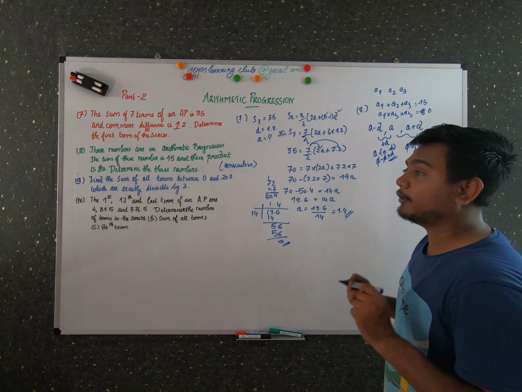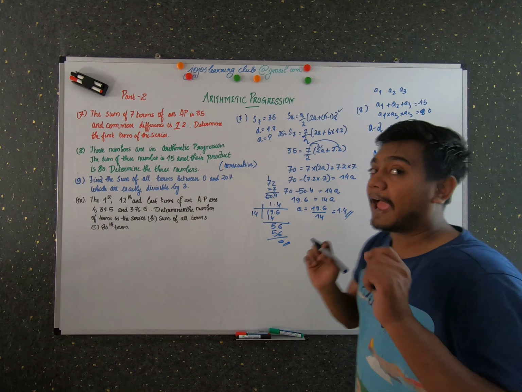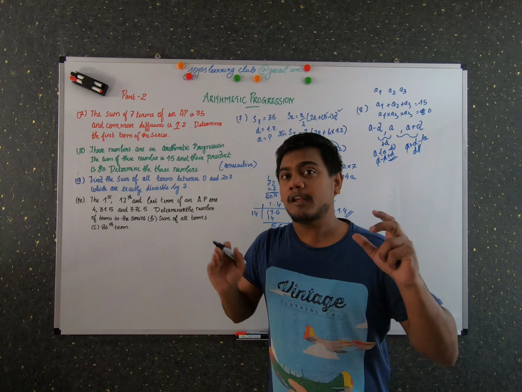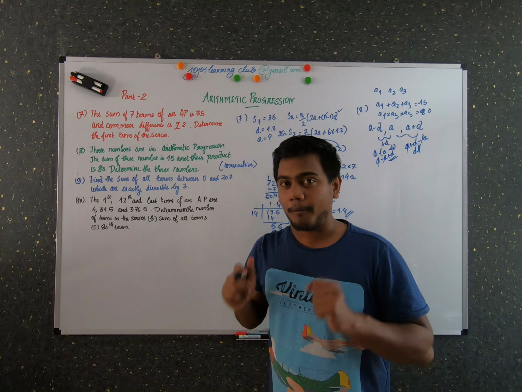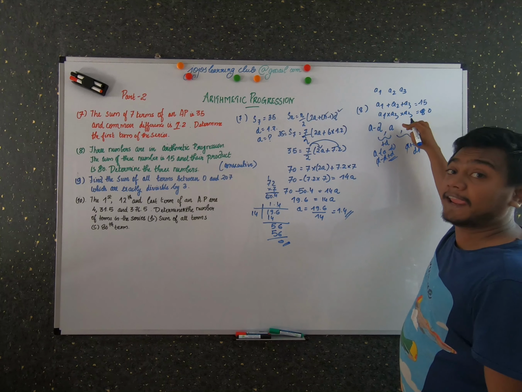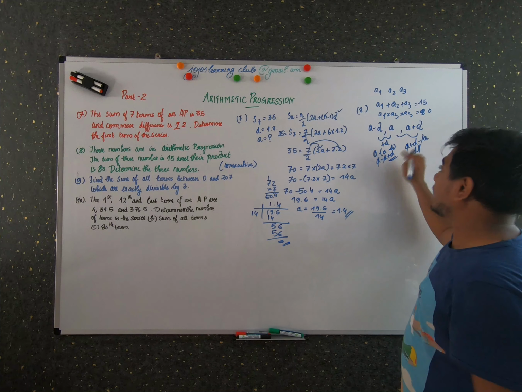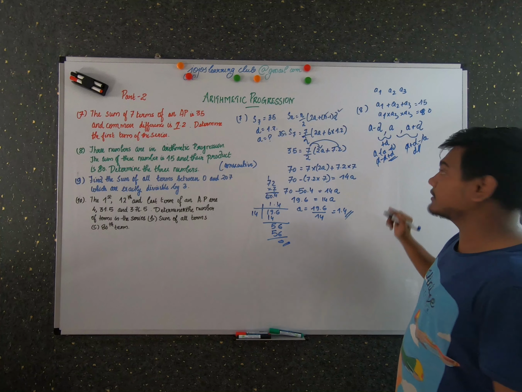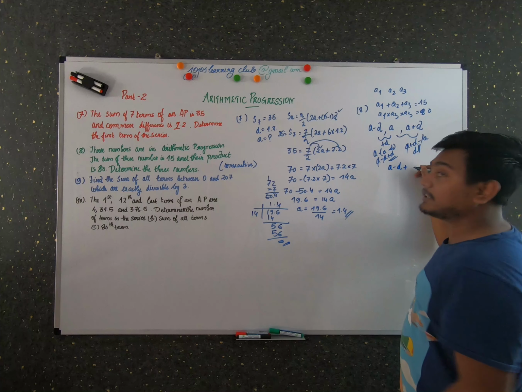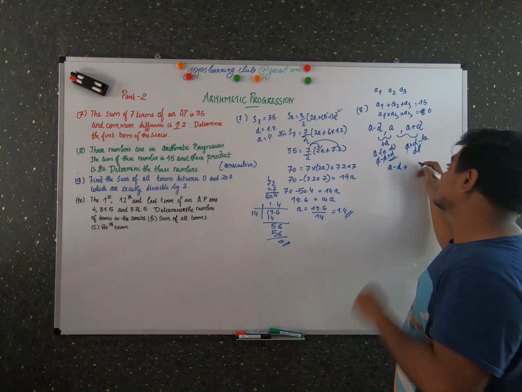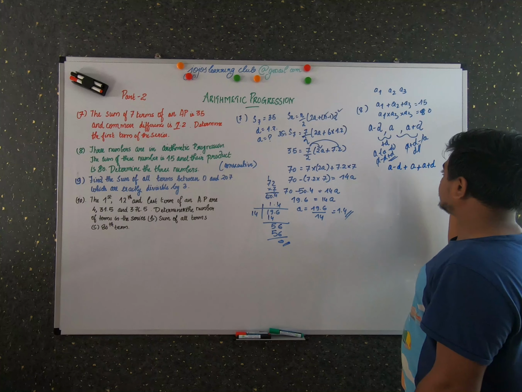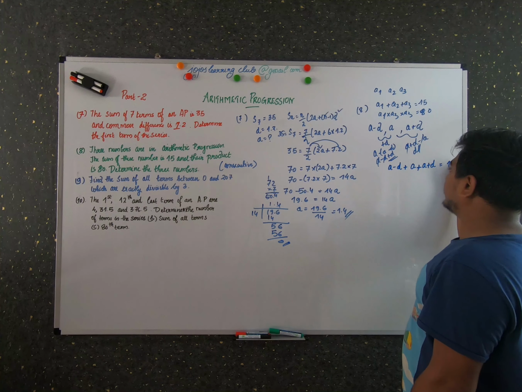So that's why I said you have to think a little bit more and choose accordingly, so that your equations become easier rather than complex, right? So I'm going to take the terms as a minus d, a, and a plus d. Okay, so these are my three terms. Now what it says is the sum of all these terms, a minus d plus a plus a plus d, is equal to 15, right?